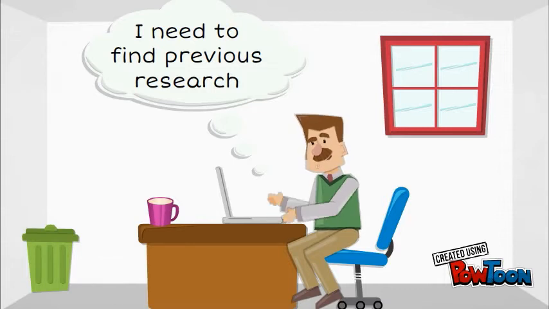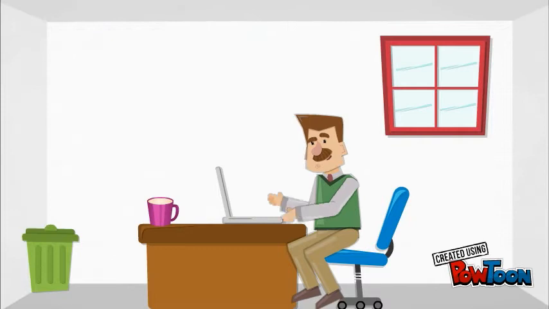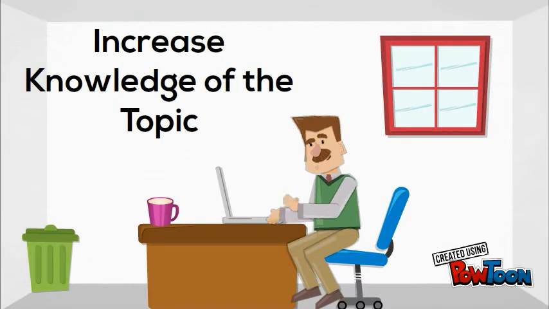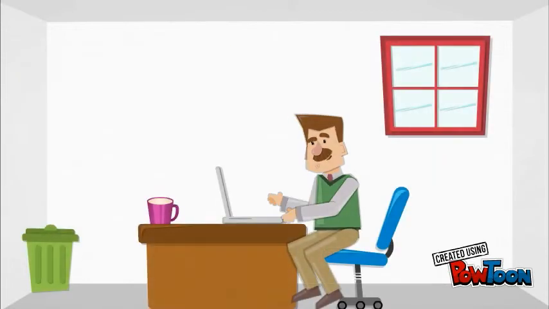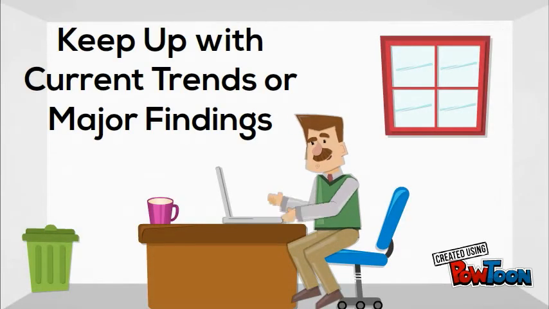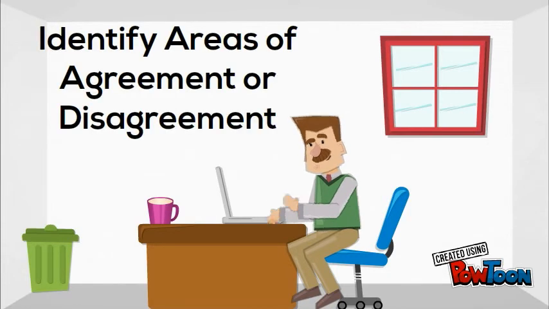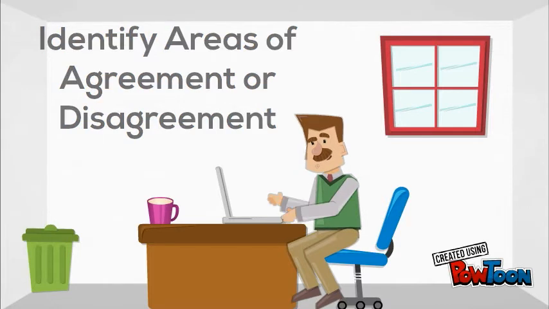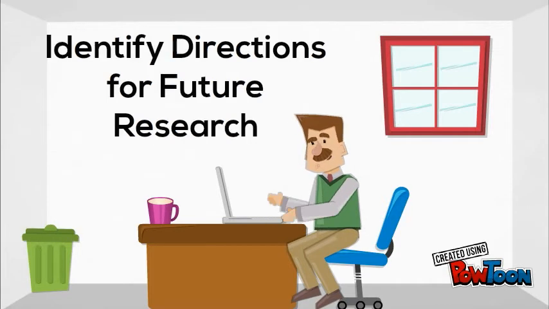Jeff learned that there were several reasons to conduct a literature review. Looking at previously published sources helped him to increase his own knowledge on the topic. It helped to keep him up to date on current trends and major findings related to his interest. He was also able to identify any areas of agreement or disagreement among scholars related to his topic. And it helped him to identify directions for future research by allowing him to see the problems or questions related to his topic that needed additional research.